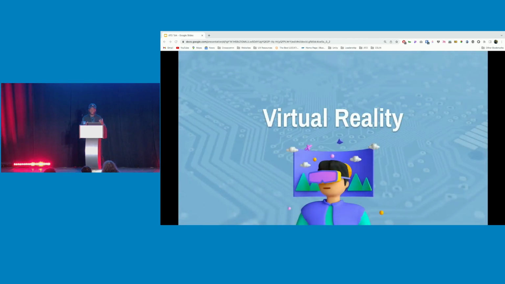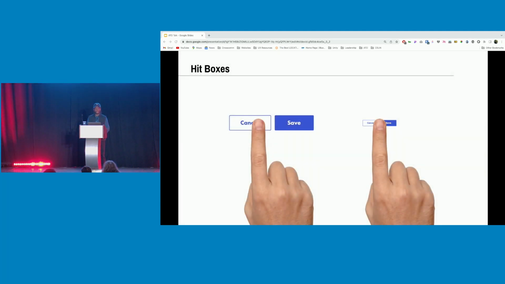Now, we talked a lot about best practices for immersive design in general. But now I want to get into important factors to consider when you're designing for virtual reality. One small but minor thing to consider is hitboxes. Now, it's really important in VR to make sure that you have enough space and that your elements are large enough so that users don't accidentally press or select the wrong thing.